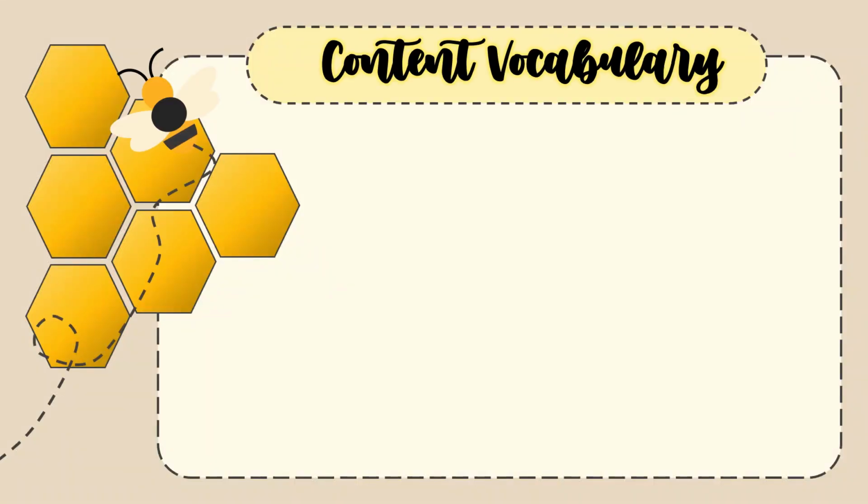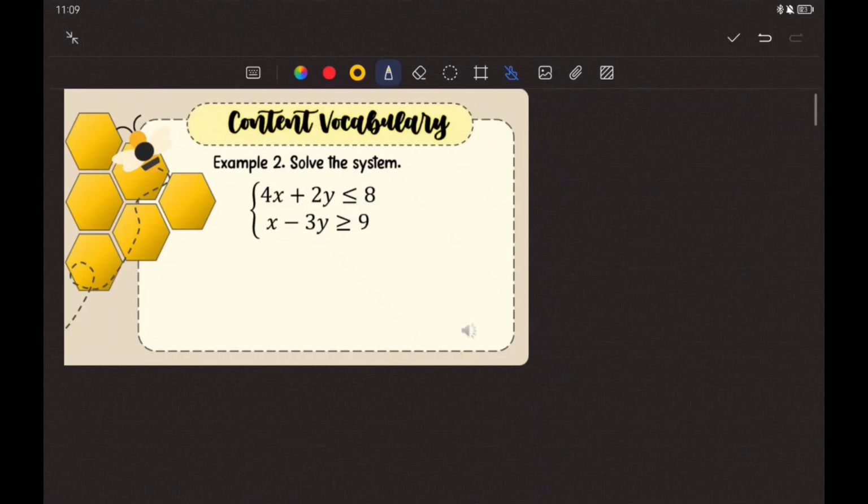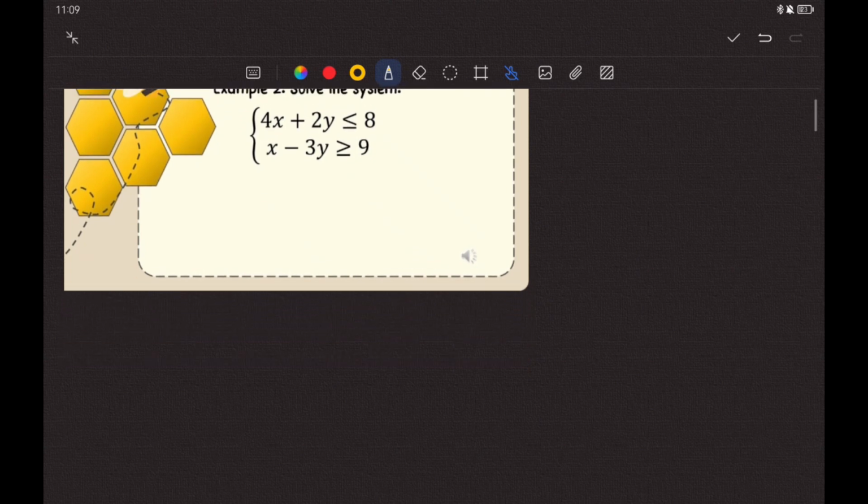Let's have example number 2. Solve the system. 4x plus 2y is less than or equal to 8, and x minus 3y is greater than or equal to 9. Okay, now let's solve example number 2, which is the system of 4x plus 2y less than or equal to 8, and x minus 3y greater than or equal to 9. So, step 1, again, rewrite each mathematical statement into slope-intercept form, that is y equals mx plus b, where m is the slope and b is the y-intercept.